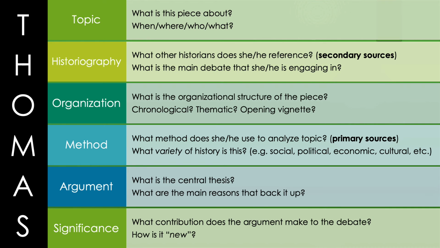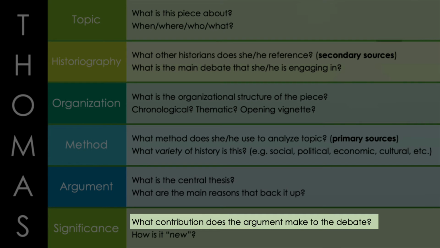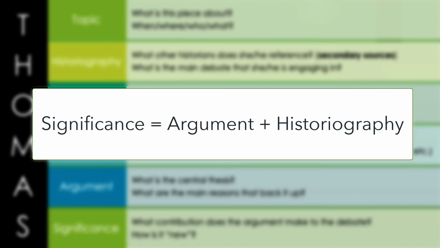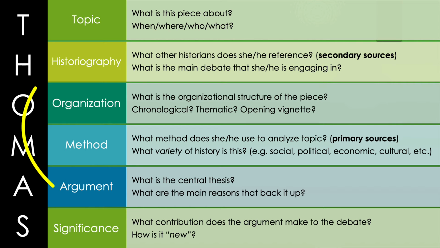Significance is kind of hard to nail down a lot of the time. Good articles will make it clear in the conclusion, but it doesn't always happen. Sometimes you have to read a little bit between the lines. The significance ultimately is the answer to the question, what contribution does this article make? And really the best way to think of this is in terms of a simple arithmetic formula. Significance equals argument plus historiography. In other words, the significance of most articles is simply how the argument of the article adds something to the historiographical debate addressed in the article. Put briefly, the significance is what the article brings to the debate that is new.